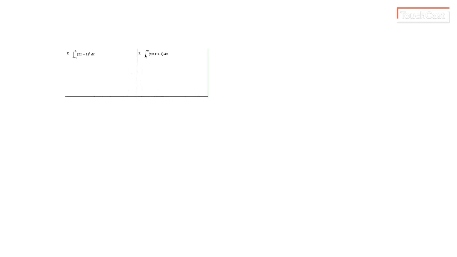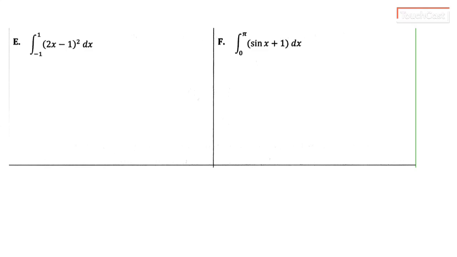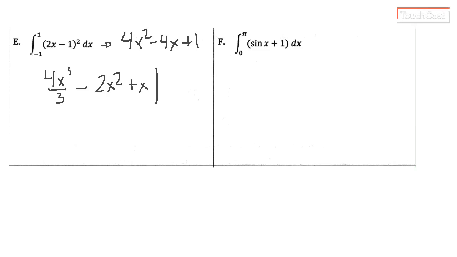So now let's look at E and F. We've got 2x minus 1 squared from negative 1 to 1. So I'm actually going to first expand the 2x minus 1 squared. That's going to give us 4x squared minus 4x plus 1, which means when we're taking the integral of all that, we're going to have 4x cubed divided by 3 minus 4x squared divided by 2, which is just going to give us minus 2x squared plus x from negative 1 to 1.